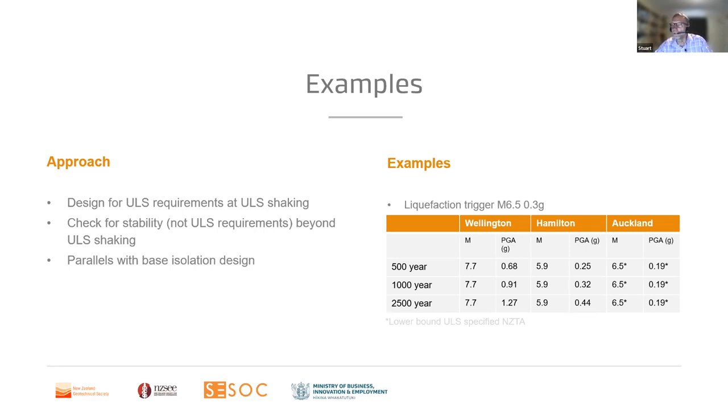In the Hamilton case, probably not quite so clear cut. At the ULS level of shaking, we wouldn't expect liquefaction. But as we head up to the 1,000-year event, it's possible, and certainly at the 2,500-year event, we would expect liquefaction to be triggered. So what we would expect there is for the ULS design, that there wouldn't be a requirement to consider the liquefaction effects, but we would need to then check for stability beyond ULS.